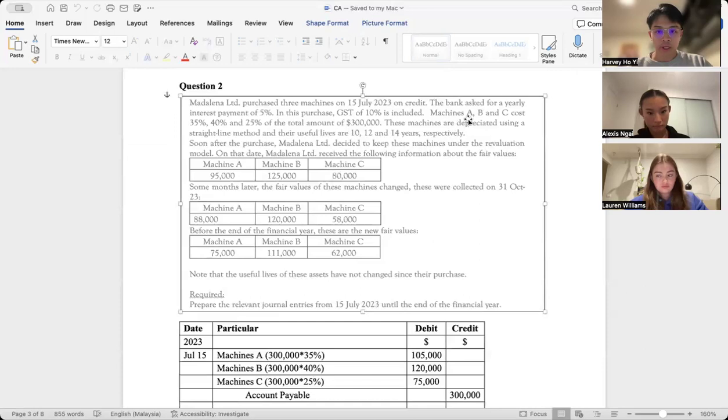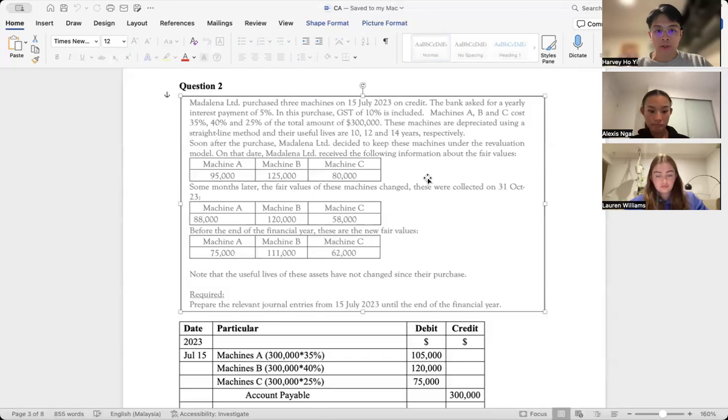After that, machines A, B, and C cost 35%, 40%, and 25% of the total amount of 300,000. So we have to debit those 3 machines according to their proportion and credit the accounts payable in the total of 300,000. These machines are depreciated using the straight line method, and their useful lives are 10, 12, and 14 years respectively. Soon after the purchase, the company decided to keep these machines under the revaluation model.